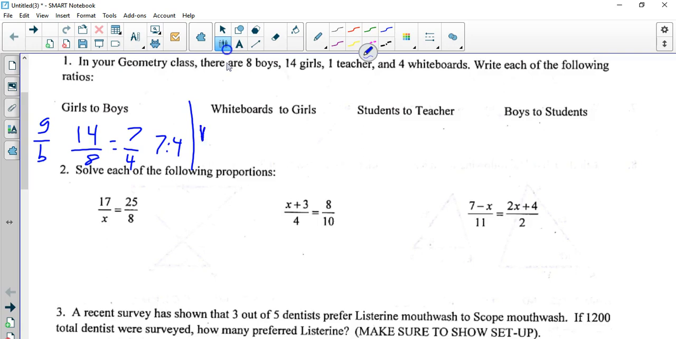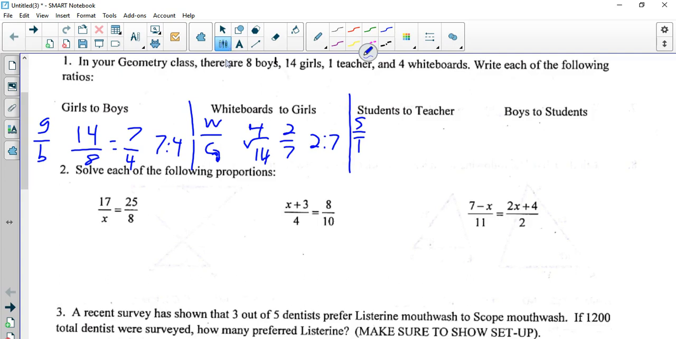Whiteboards to girls. So whiteboards, girls. So how many whiteboards are there? There are 4. How many girls are there? 14. And again, you're going to want to reduce that to 2 over 7. And if you want to put it in this form, you can. We'll accept either one.